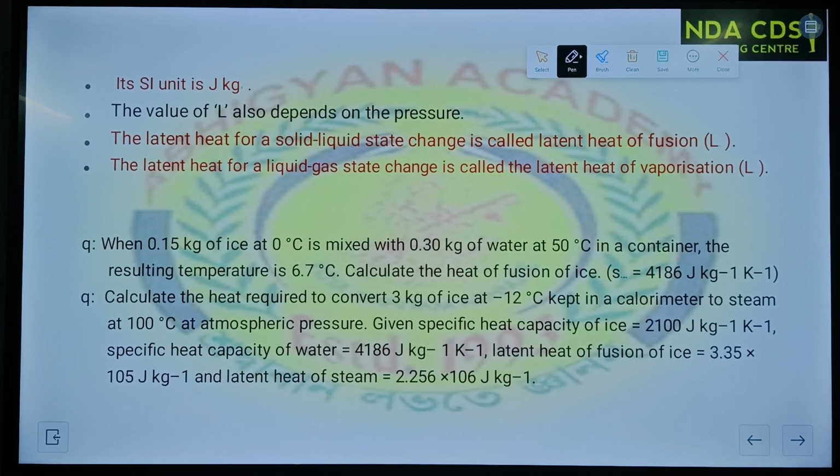How will you do it? First, take out how much heat is lost by water. कितना हीट पानी लूज कर रहा है वो पहले निकालो. Before finding out, tell me what will be the temperature difference in the loss of heat by water. Which temperature you will consider? 6.7 is the final temperature. 50 is the initial temperature, and 6.7 is the final temperature. 50 degrees Celsius with resulting temperature 6.7. So 6.7 is fine.